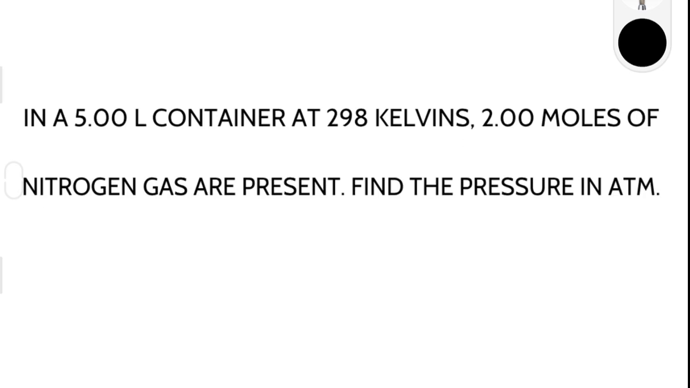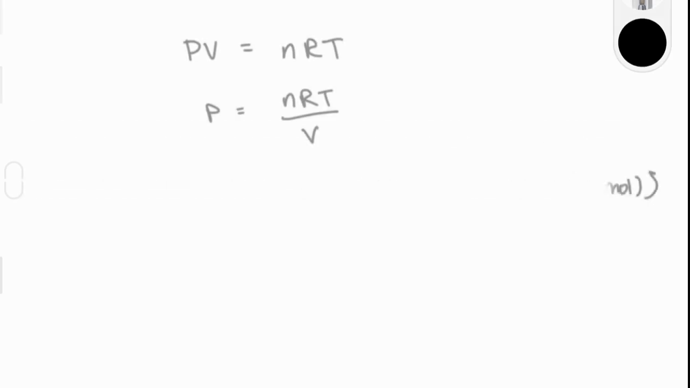Let's do an example. Pause and try it on your own first, and then we'll explain it. In a 5-liter container at 298 Kelvin, 2 moles of nitrogen gas are present. Find the pressure in ATM.